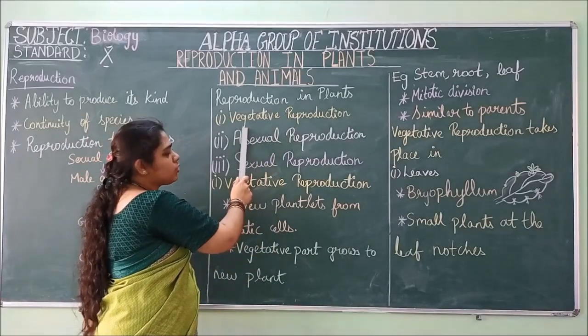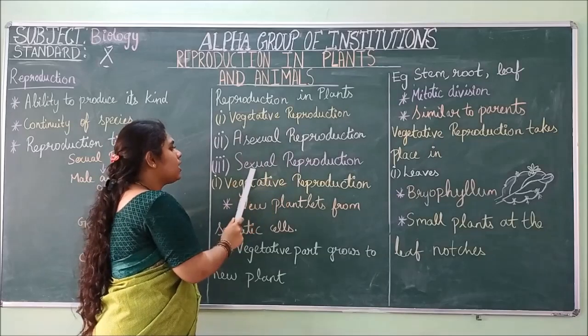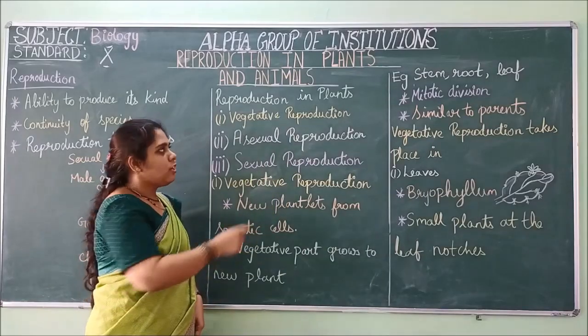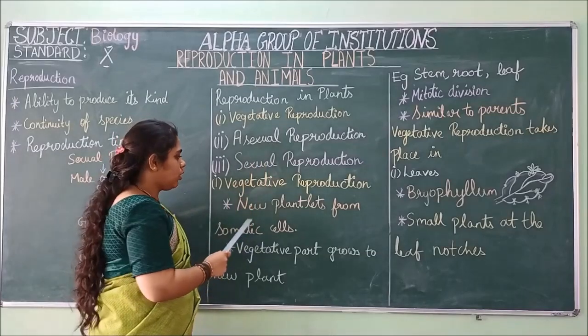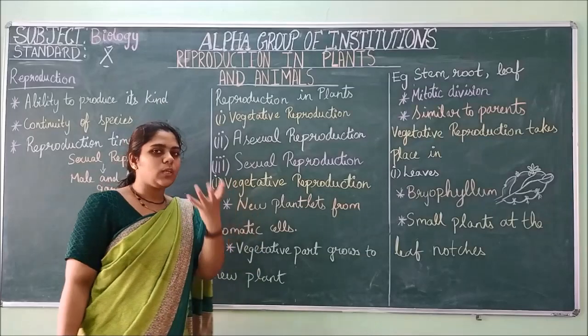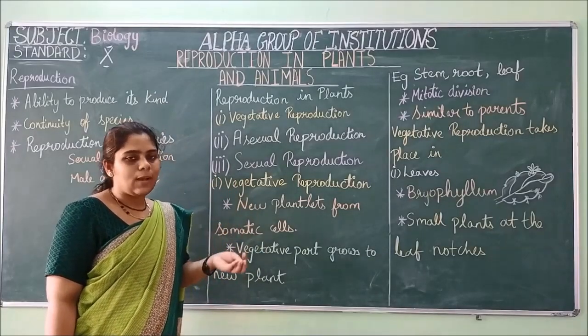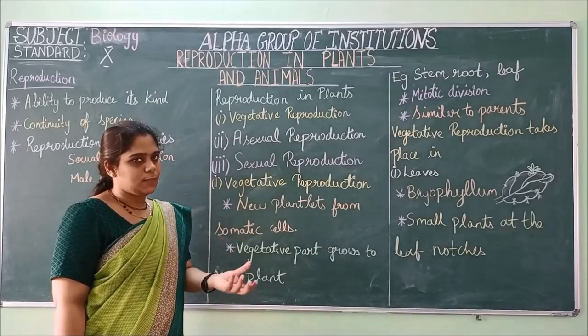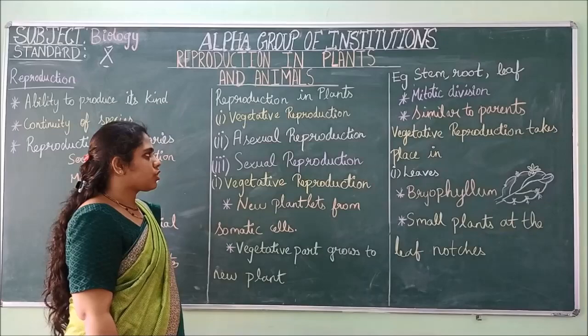Reproduction in plants has three types: vegetative reproduction, asexual reproduction and sexual reproduction. First we are going to see the first one, the vegetative reproduction alone. Then in this we saw the new plantlets from the vegetative part, that is the leaf, the root, the stem, a new plant is produced. So that is called vegetative reproduction.